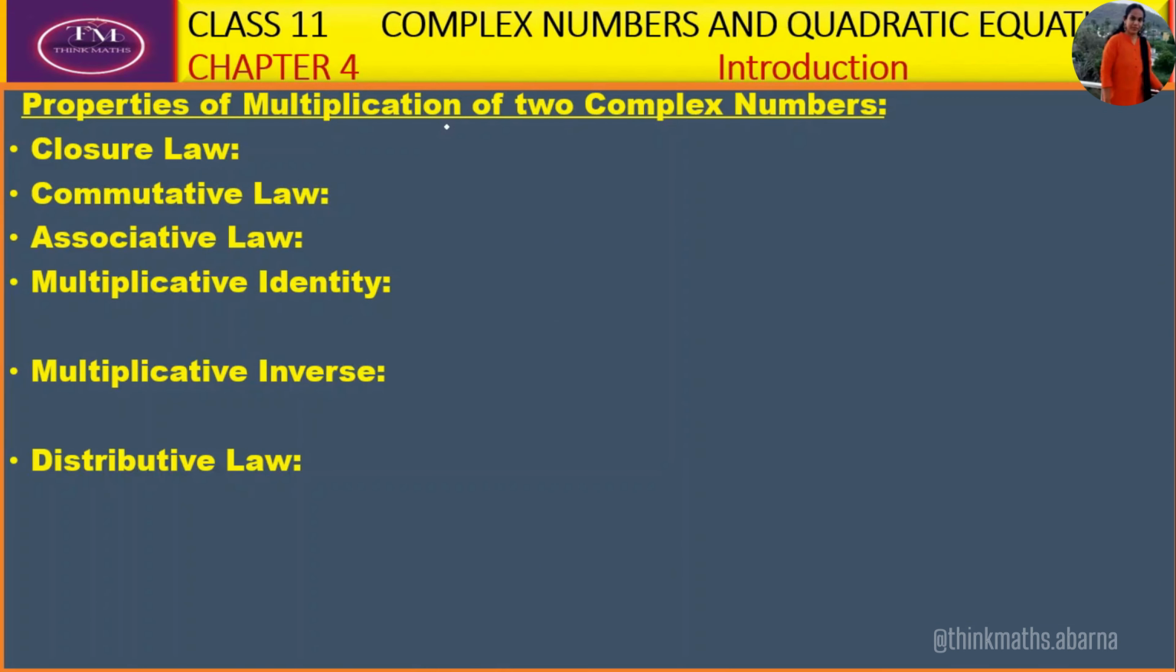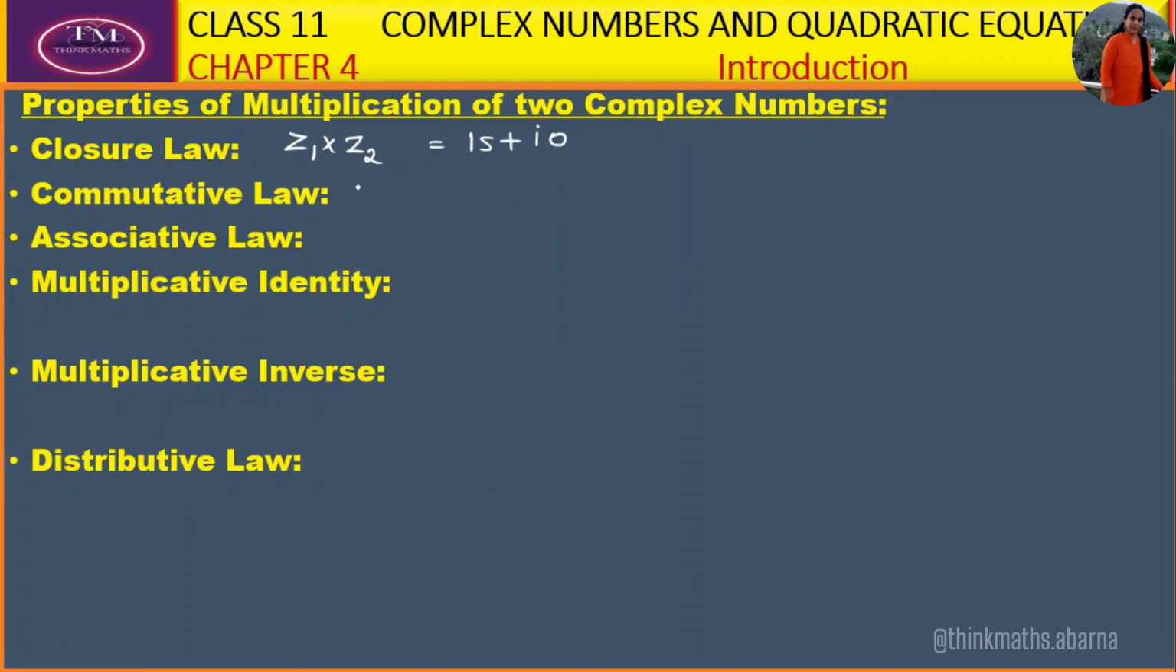Properties of multiplication of two complex numbers. So what are the properties? In the same way, you have closure law. Closure law means if you multiply two numbers, it will be a complex number. So if we got 15 here, 15 can be written as 15 plus i0. So you can convert this to a complex number. So closure law holds for multiplication.